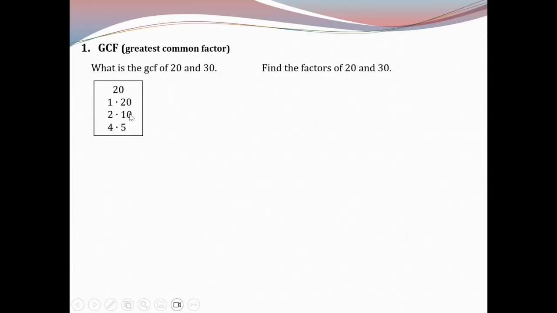Okay, what is the GCF of 20 and 30? Right, so we find the factors of 20. 1 times 20, 2 times 10, and 4 times 5. So these are the factors of 20. Factors of 30. 1 times 30, 2 times 15, 3 times 10, and 5 times 6. So these are the factors of 30. So what do they have in common, right? They have in common a 1, a 2, and a 10. What's the highest factor? It's going to be 10. So my GCF between 20 and 30 is 10.